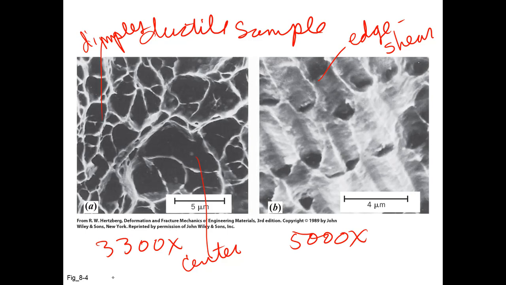So there are both macro images that we see as well as micro images that we can attribute to ductile fracture surfaces. So let's go on and look at the brittle fracture examples.